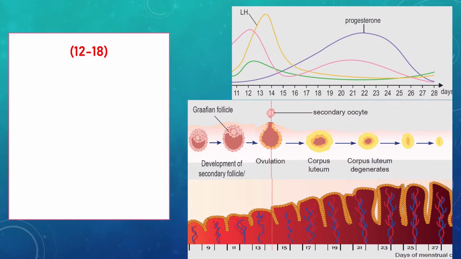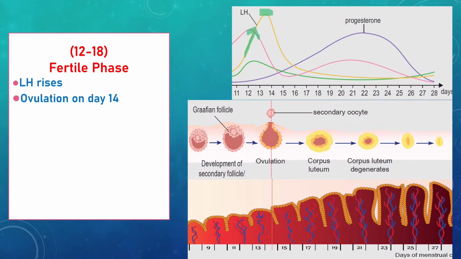Now during the third phase, which is usually from day 12 to 18, approximately the third week, this is known as the fertile phase. Why fertile phase? Let's look into the changes. In the fertile phase, LH rises. As I showed you in the previous slide, you can see the LH rise. The LH is going to reach its peak, the highest concentration. As LH rises, it will stimulate ovulation on day 14.